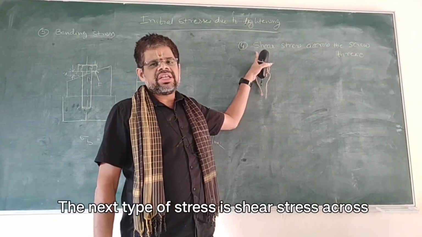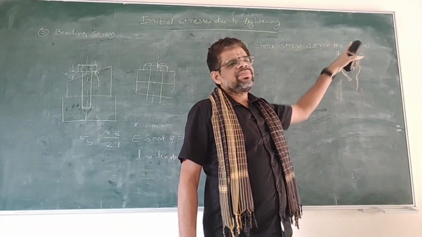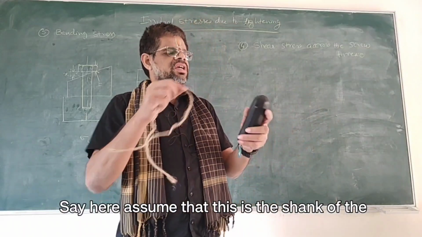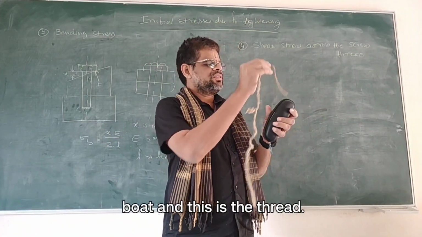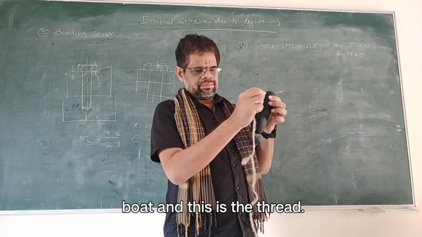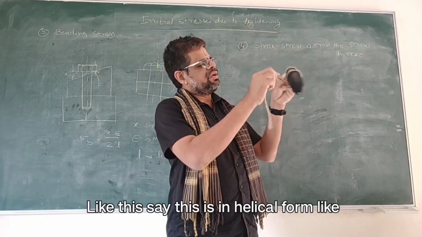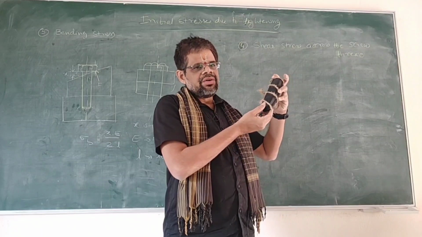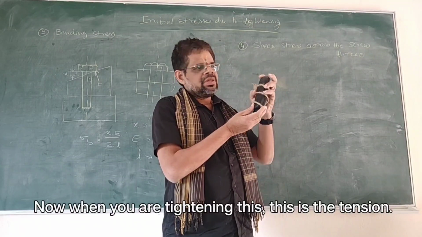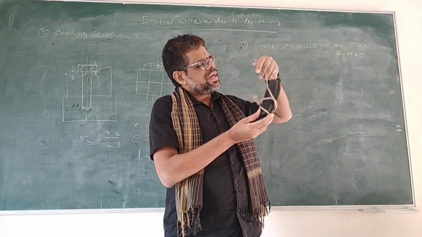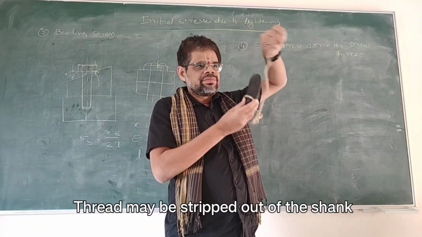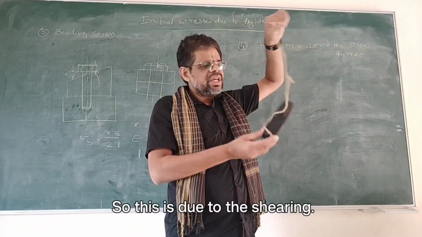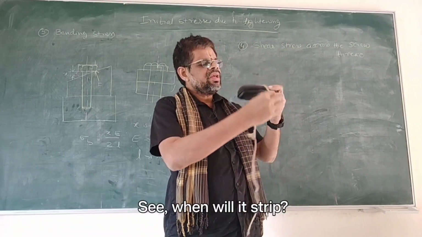The next type of stress is shear stress across the screw thread. Say here, assume that this is the shank of the bolt and this is the thread. Like this, say this is in helical form. Like this, a thread is cut on this. Now, when you are tightening, this thread may be stripped out of the shank portion. So this is due to the shearing. See, when will it strip?